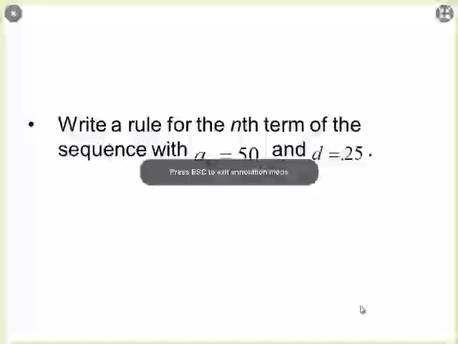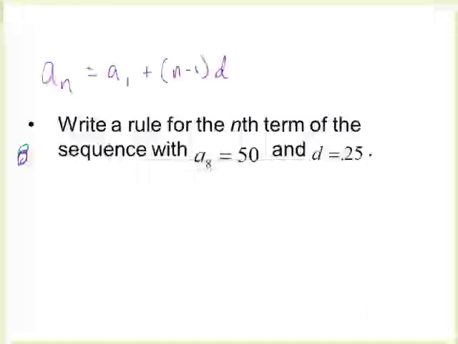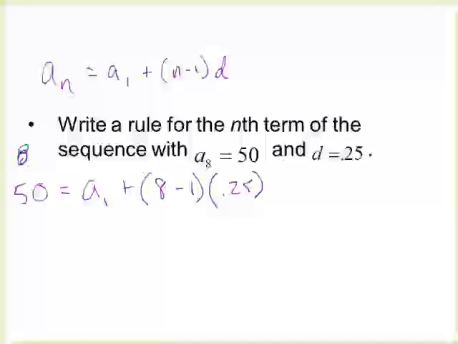Try the next one, please. Okay, so we're going to begin with that same rule, plugging in 50 as our term value. We don't know our first term value, and 50 is the 8th term in line, so n will be 8, and that common difference is 0.25. So multiplying 7 times 0.25 gives 1.75, and subtracting that out gives 48.25 as our first term.